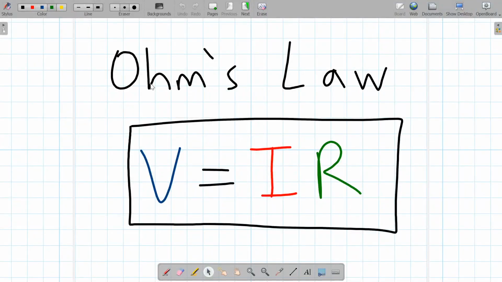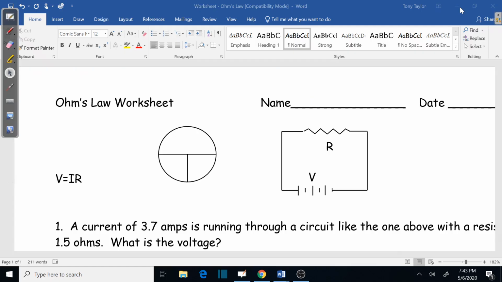So in order to do this worksheet, I want to remind you all of an equation that I gave you in a previous video, which is what is known as Ohm's law. And Ohm's law says that voltage is equal to current times resistance. So let me just remind you all what all three of these terms mean.